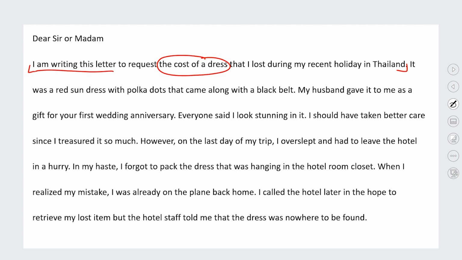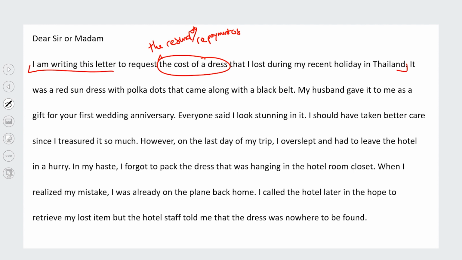So they say, I'm writing this letter to request the refund, or to request the repayment, of the refund of the cost of a dress. Okay, something like that, because you're saying that you want to. I'm requesting you to pay me back the cost of the dress. Okay, so I'm writing this letter to request the refund of the cost of a dress that I lost during my recent holiday in Thailand. Okay, then the sentence would be much stronger and make more sense.